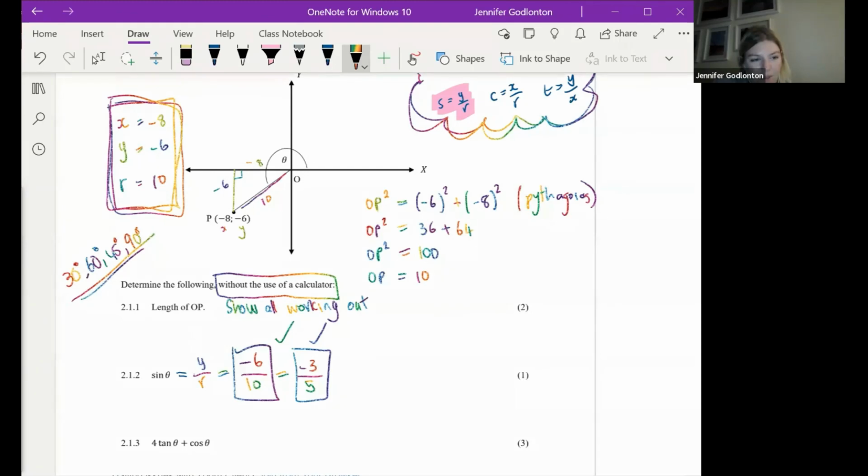Okay, so just do your best with this one. 4 tan theta plus cos theta. Give me my answer. No, quizzes are on Thursdays. You're going to do a poll today. So I think we're going to stop on this question.